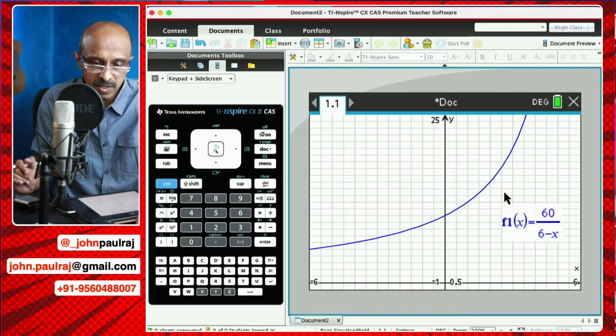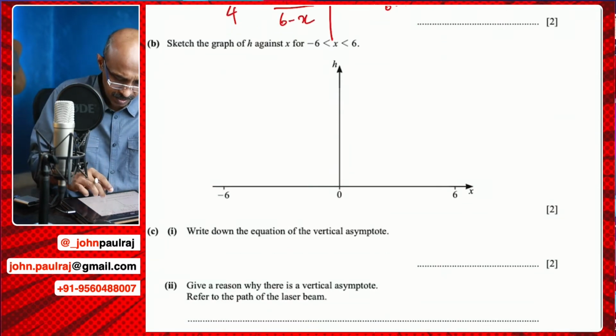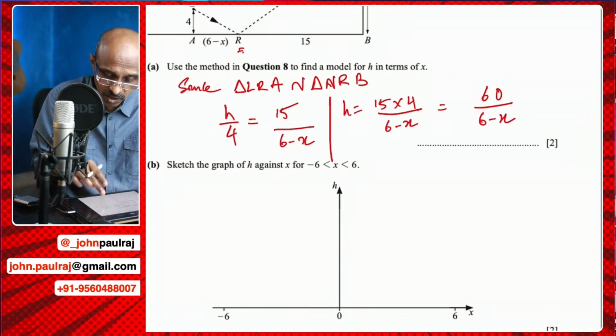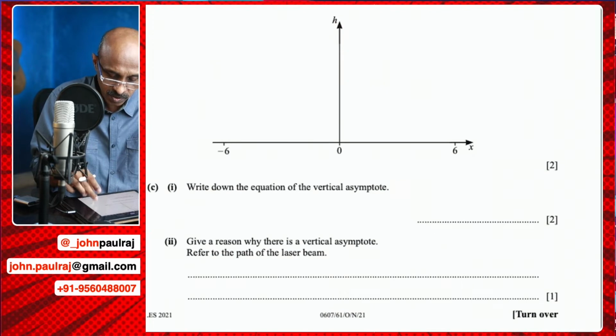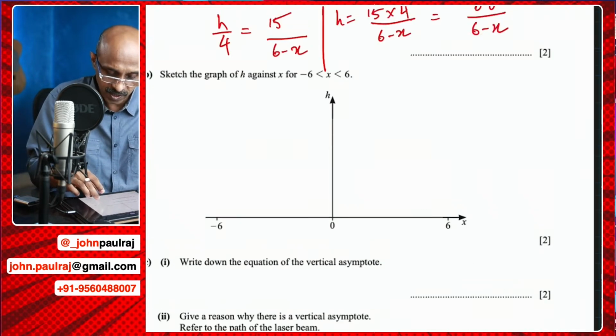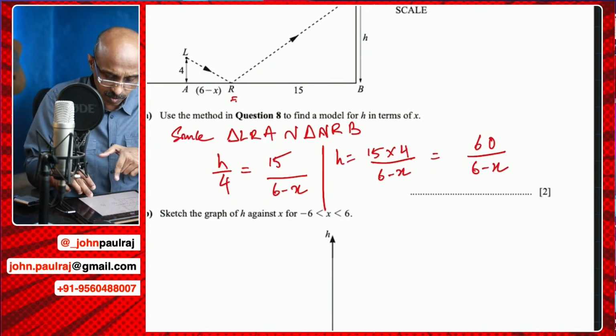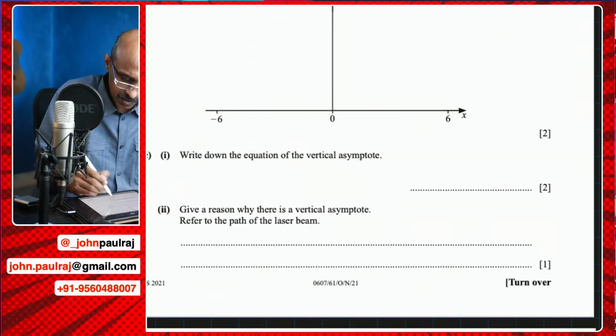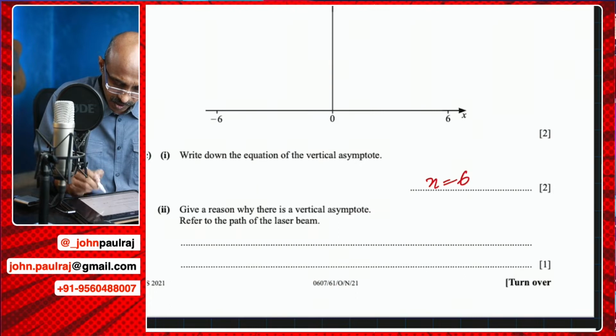And I'll come back to the iPad. And it says, write down the equation of the vertical asymptote. Look at the equation, you know that it's going to be x equals 6. So without even looking at the graph, you can say, just from the equation, the model h is equal to 60 over 6 minus x, that the vertical asymptote should be x is equal to 6.